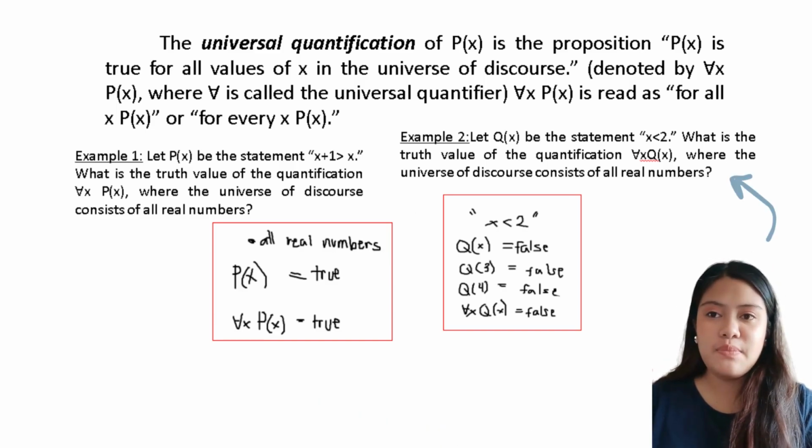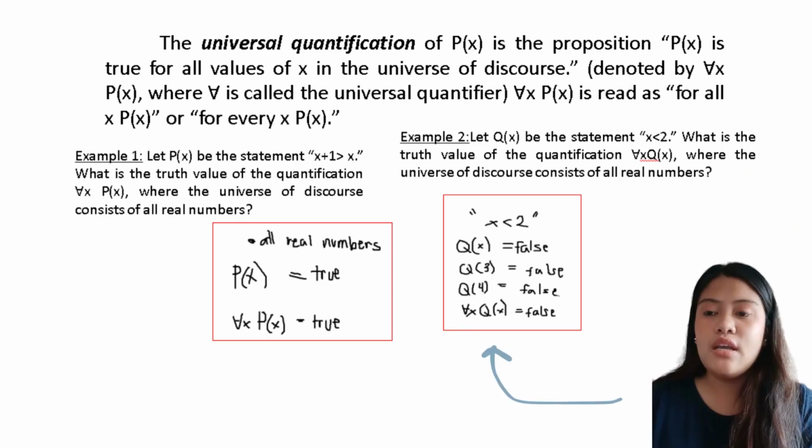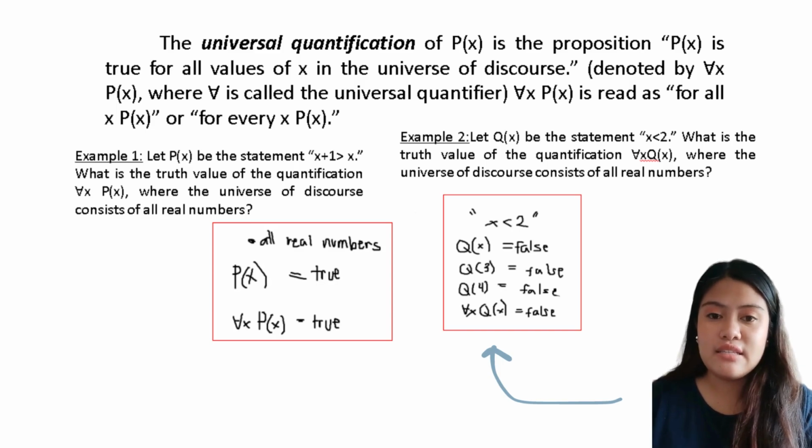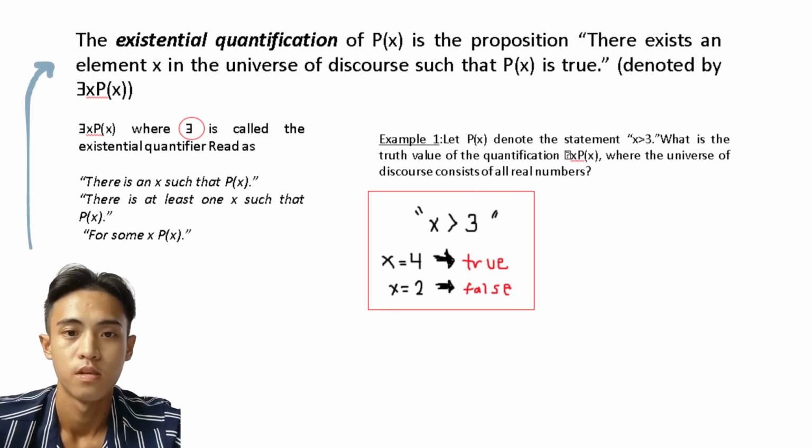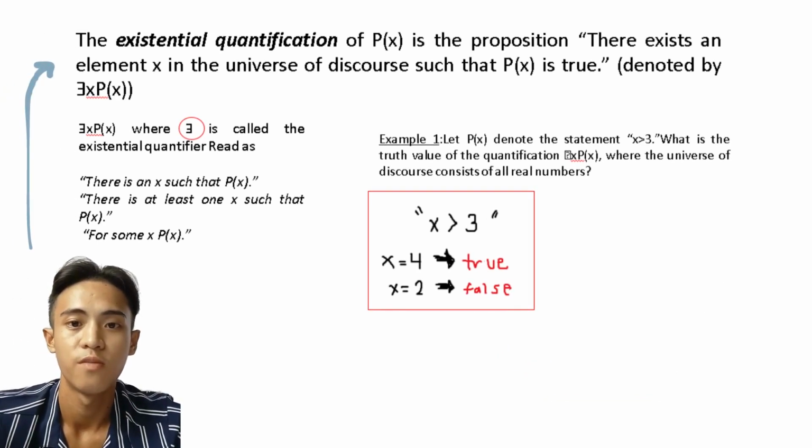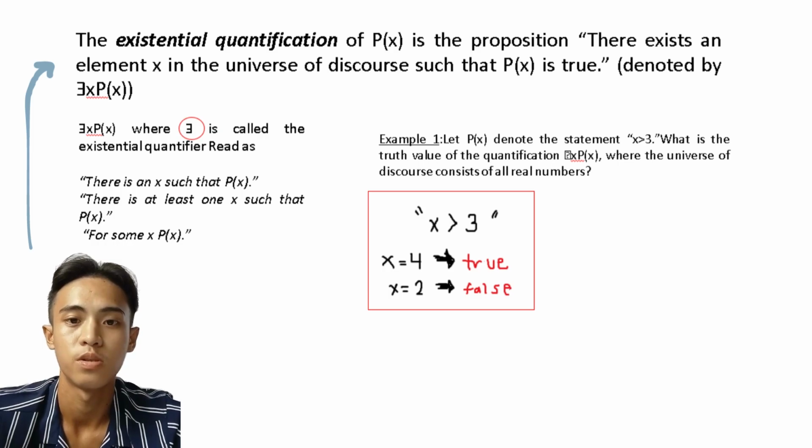Example number 2. Let Q(x) be the statement "x is less than 2." What is the truth value of this quantification, where the universe of discourse consists of all real numbers? Solution. Since x is greater than 3, it is true. For instance, when x equals 4, the existential quantification of P(x) is true.